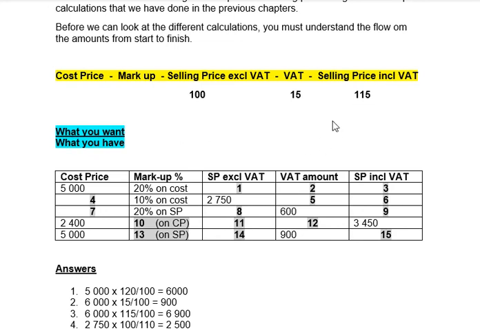What do you want? I want the 115, so I'm going to times it by 115 over what do I have? I was given this amount, so I have 100. So take X times by 115 over 100 to find your missing value.